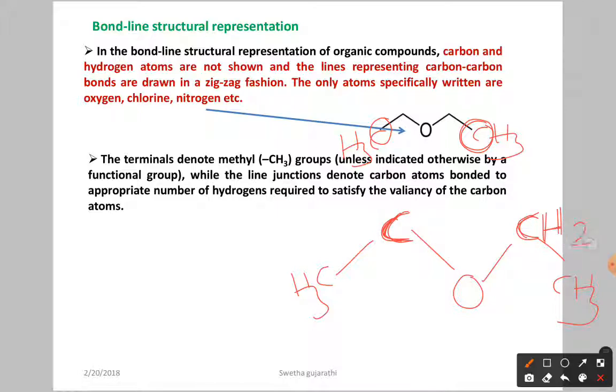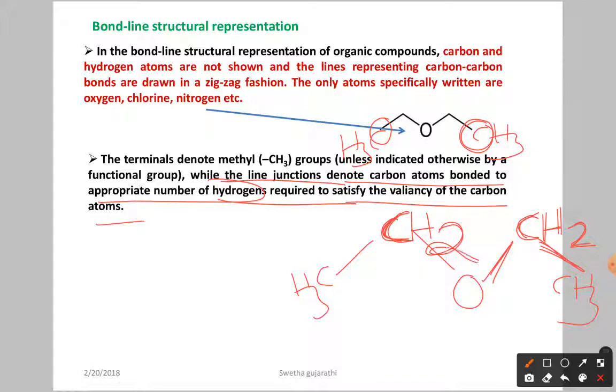So now I am taking CH2. The carbon valence of 4 is satisfied: this is the first bond, second one, and 2 with the 2 hydrogen atoms, 4 bonds satisfied. Here also the carbon valence is not satisfied, so I am writing CH2. So what you have to do here: the lines denote carbon atoms bonded to the appropriate number of hydrogen atoms required to satisfy the valency of carbon. After drawing each carbon atom, you have to satisfy it with hydrogen to satisfy the carbon valency. So the terminal indicates we have CH3, unless any functional group is there, that is different.